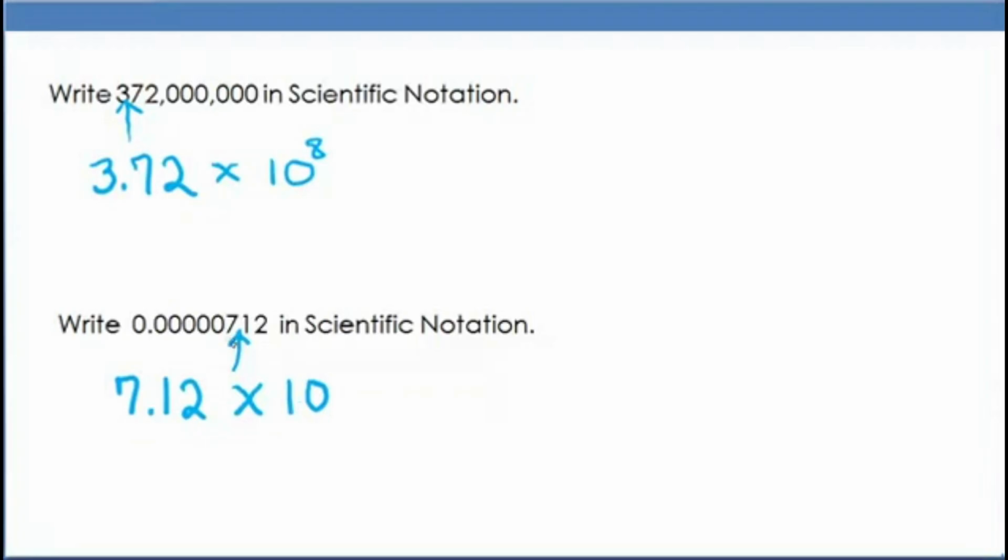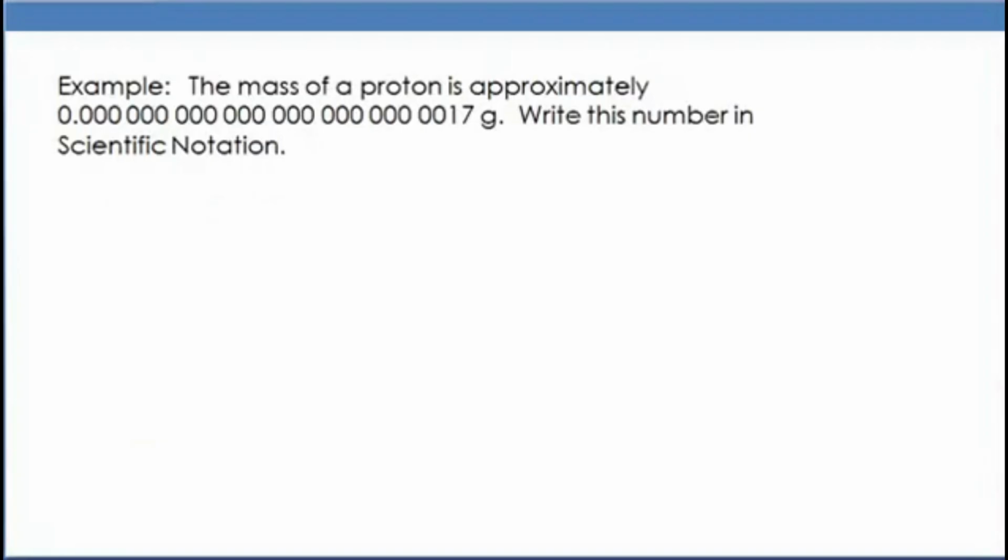From our new decimal, to get back to the original, we would have to go to the left. So we're going to have a negative exponent, and we can count 1, 2, 3, 4, 5, 6. Or we can remember this is a tiny number, so it will have a negative exponent. Let's look at one more example where we can see the advantage of writing in scientific notation.